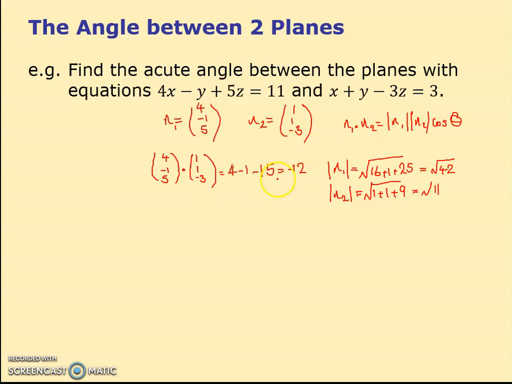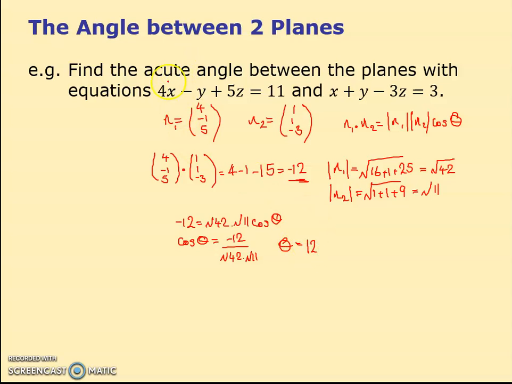So I can now put all these formulas together. Obviously, this is n1 dot n2, which I got minus 12 when I multiplied the dot product out. And then that's equal to root 42 times root 11 cos the angle in between. Or said differently, cos theta is minus 12 over root 42 root 11. And therefore theta, let's do that with my calculator. Inverse cos of negative 12 divided by the square root of 42 times 11. What do I get? 123 degrees.